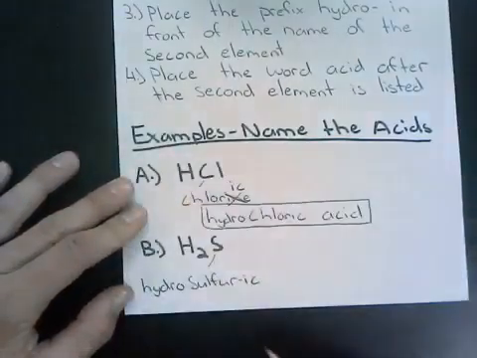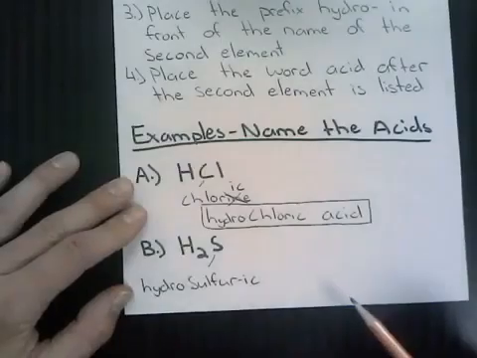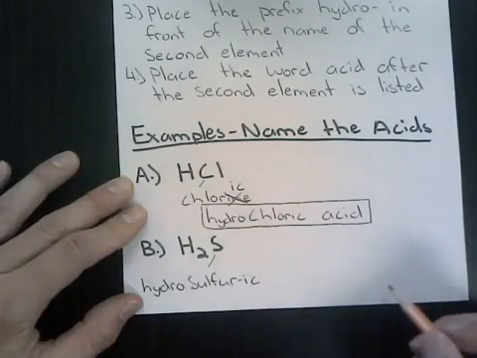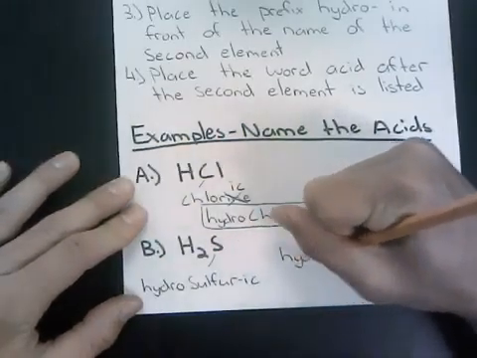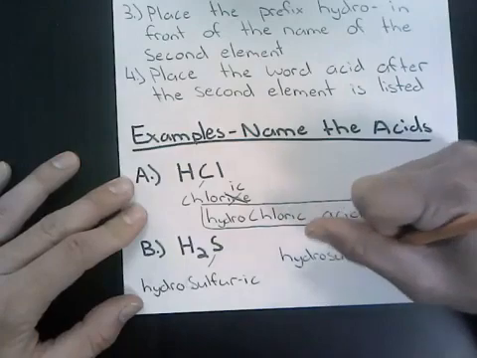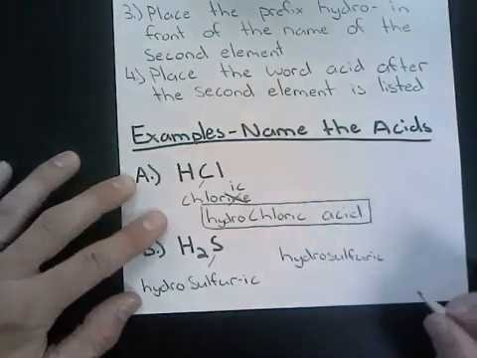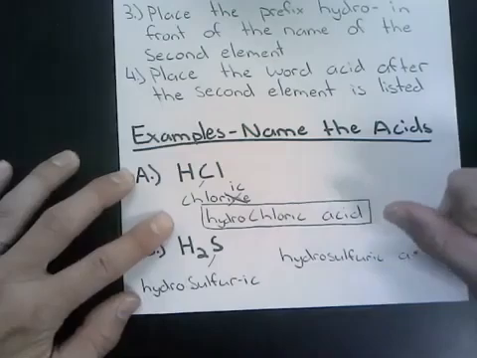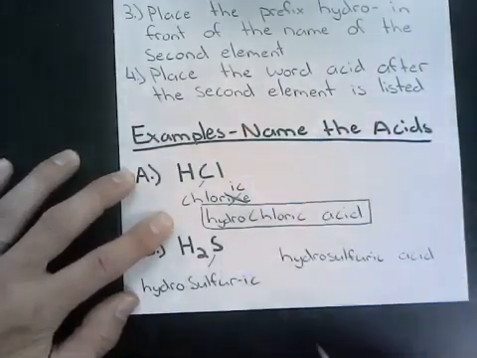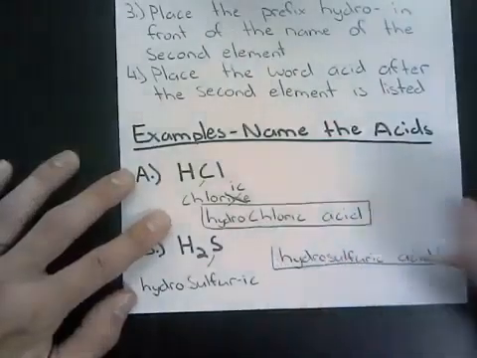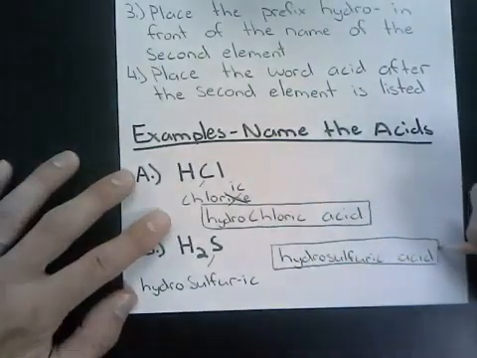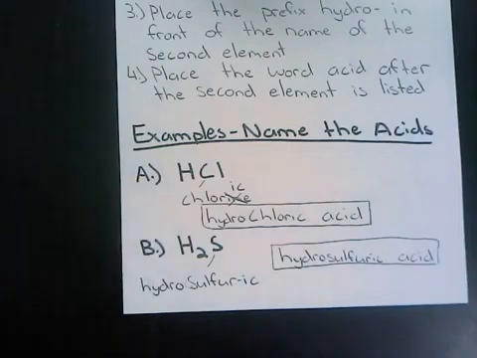And so we have hydrosulfuric, and then we have to add the word acid. So what I'm going to do here is rewrite hydrosulfuric to make it one word. And then we add the word acid to indicate that it is an acid. So H2S becomes hydrosulfuric acid. So we've learned how to name a binary acid, so an H plus one other element.